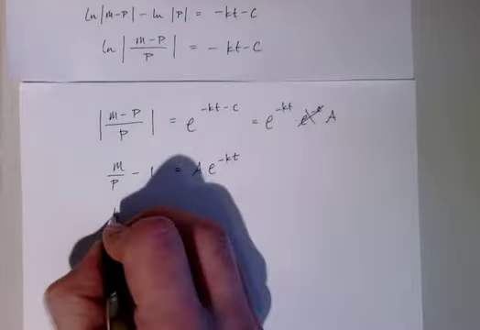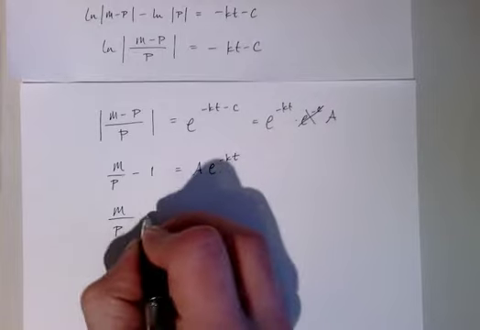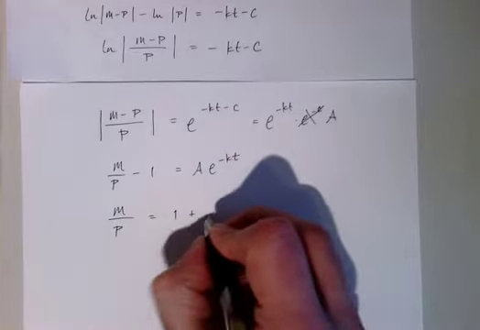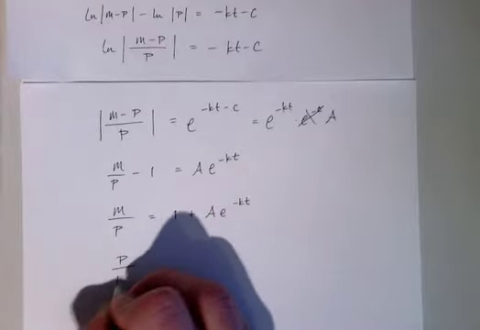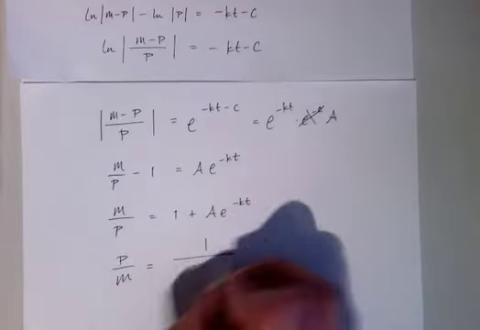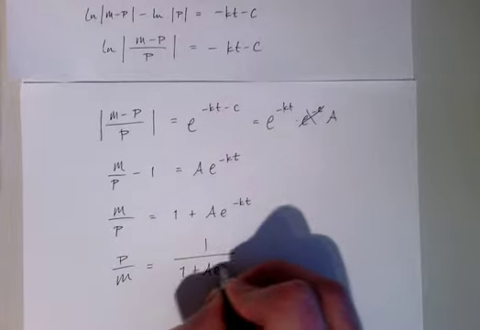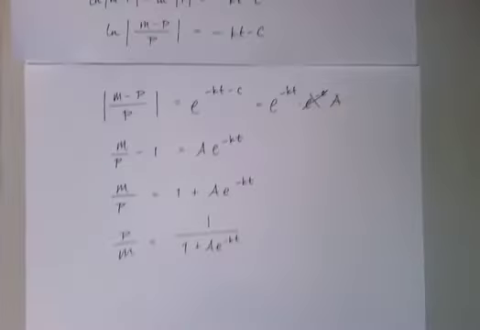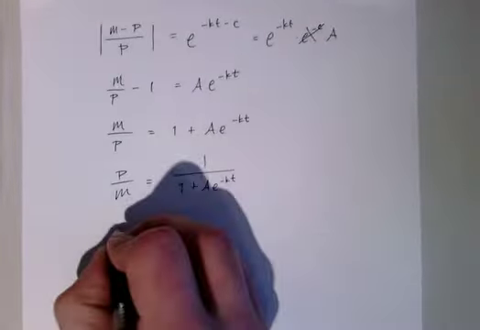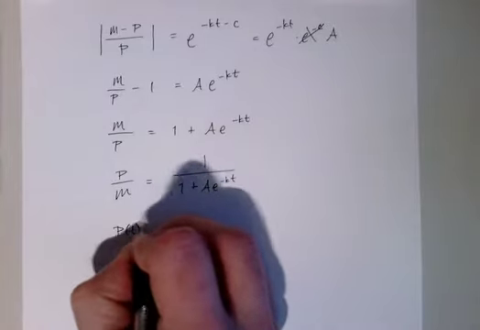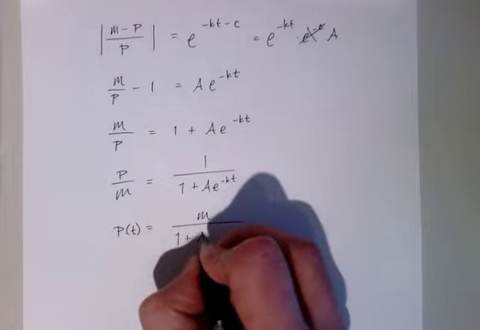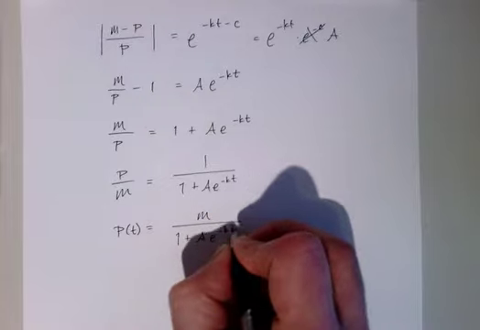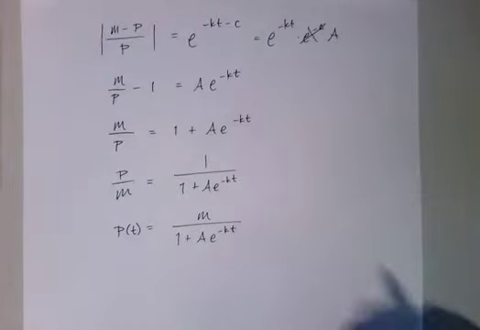Then I'm going to add 1 to both sides, 1 plus a e to the negative kt. Let's go ahead and flip that over: 1 over 1 plus a e to the negative kt. Then let's multiply by m, and that winds up giving us our formula for exponential, or rather logistic, growth.